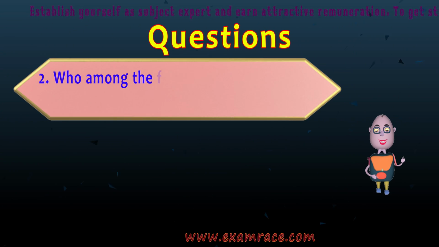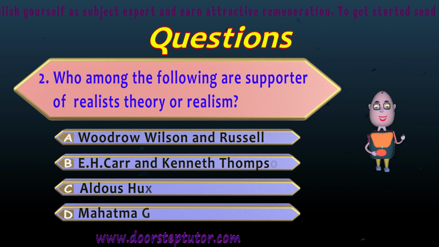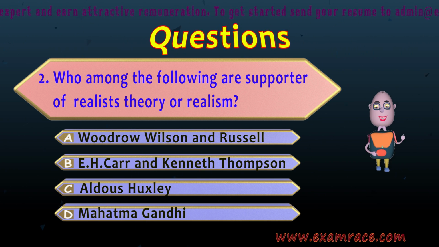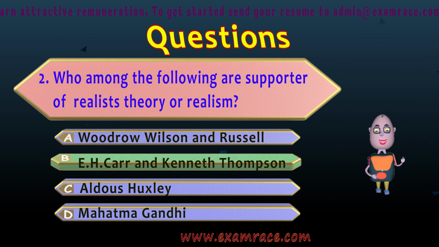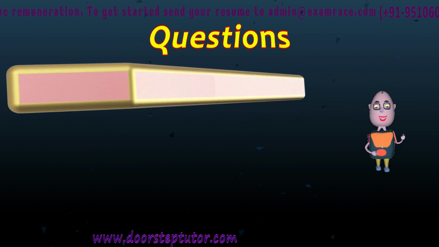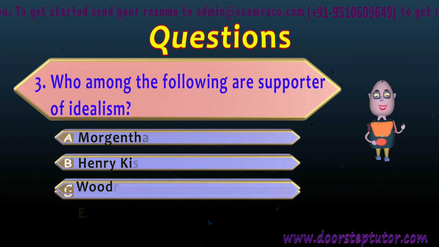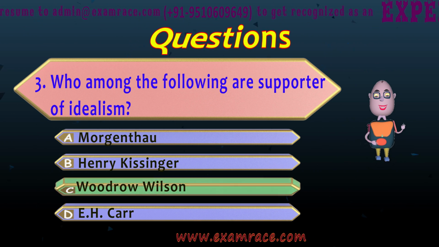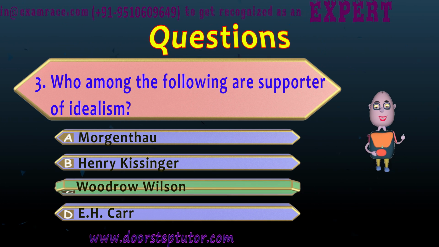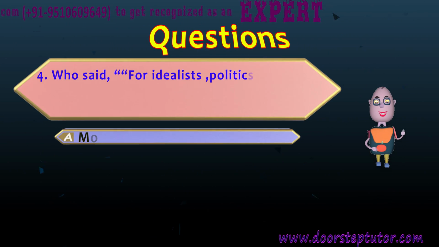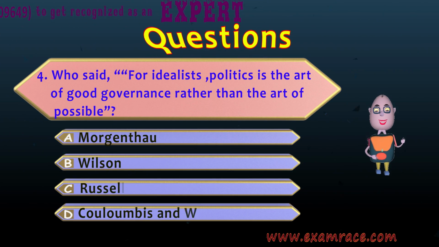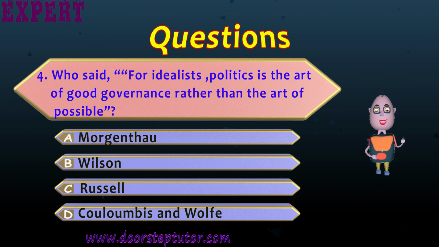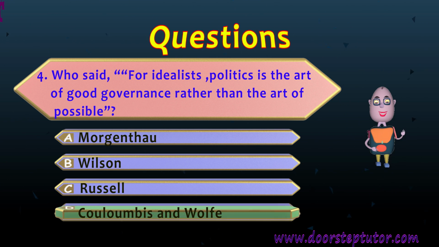The next question is, who among the following are the supporters of realist theory or realism? Among the given options, the correct option is E.H. Carr and Kenneth Thompson. The next question asks who among the following are supporters of idealism. So Woodrow Wilson here is the correct choice. The next question is, who said for idealists politics is the art of good governance rather than the art of the possible? The correct answer here is Columbus and Wolfe.